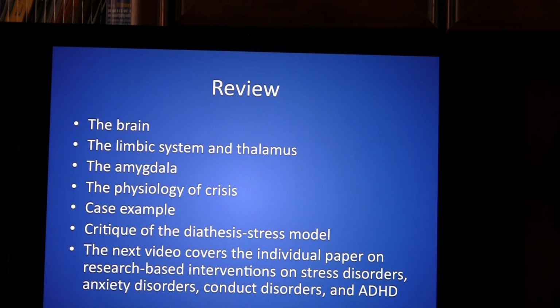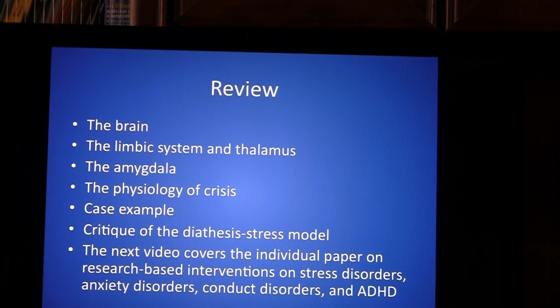So in review, we've taken a short look at the physiology of the brain, specifically the limbic system, the thalamus, and the amygdala. We talked a little bit about the physiology of crisis. I provided you a couple of case examples, and we did a short critique of the Diathesis stress model. The next video covers the individual paper on research-based interventions on stress disorders, anxiety disorders, conduct disorders, and ADHD.